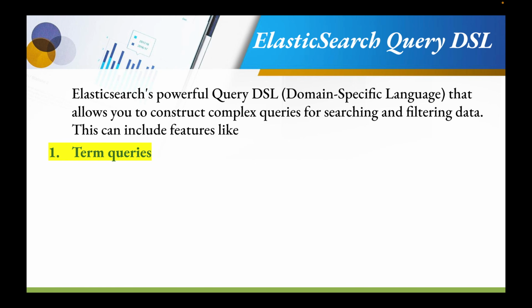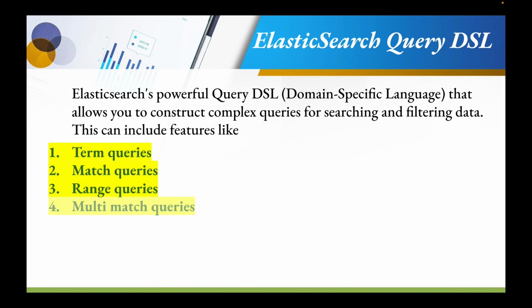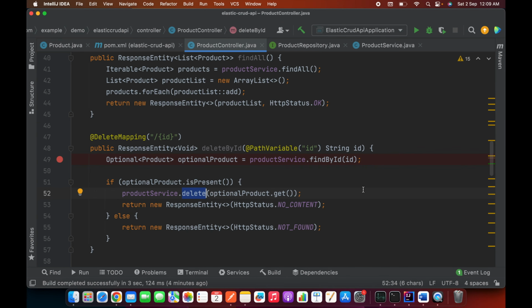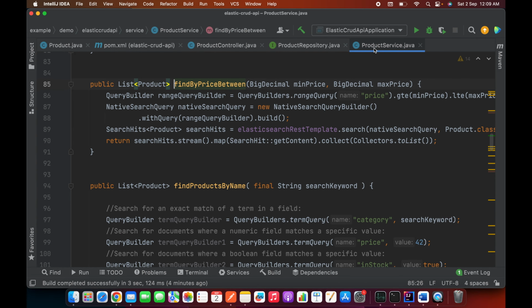So we have a couple of queries: term queries, match queries, range queries, multi-match queries, bool queries, and wildcard queries. These are the queries I'm going to explain here. I already constructed all the queries to save time. Let me open this product service.